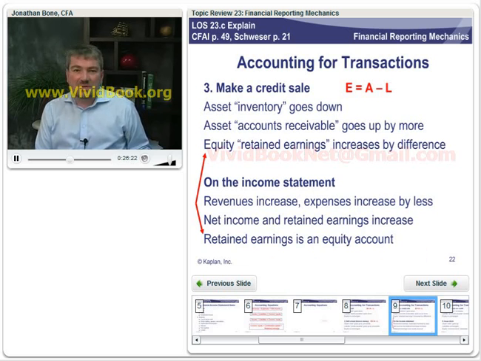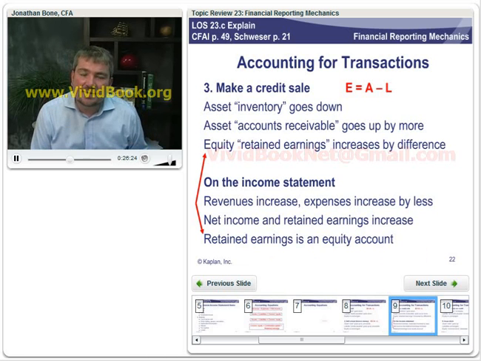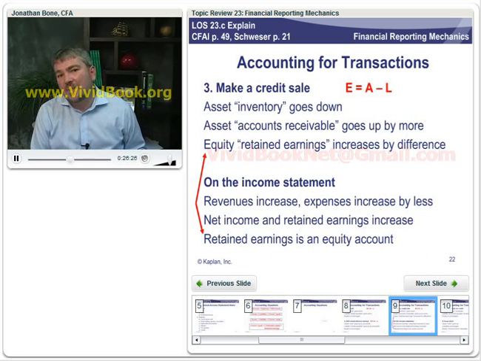And of course, that was as a result of more earnings in the income statement. Sales went up by 200, cost of goods sold went up by 150, and as a result, net income and hence retained earnings in the balance sheet increased by $50.